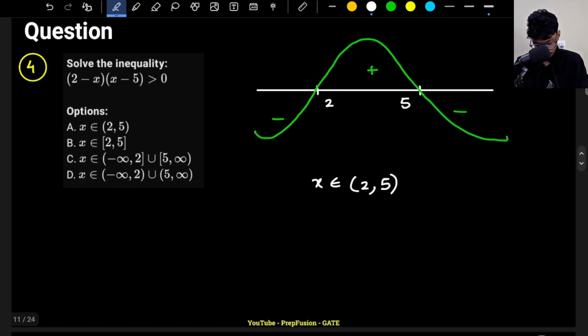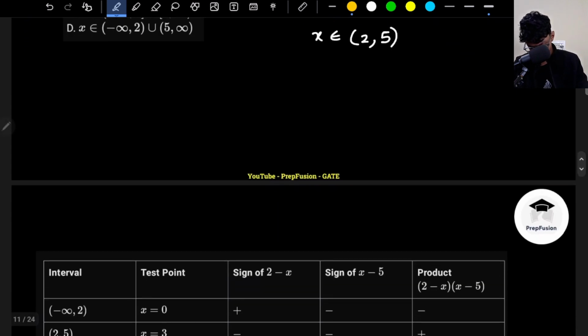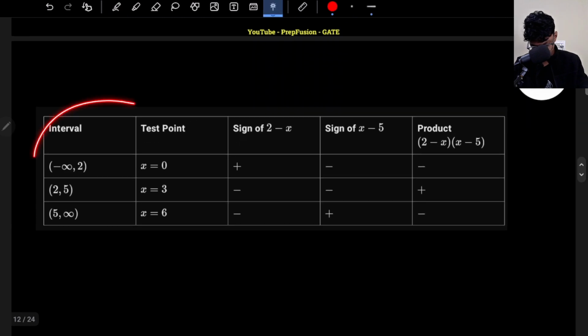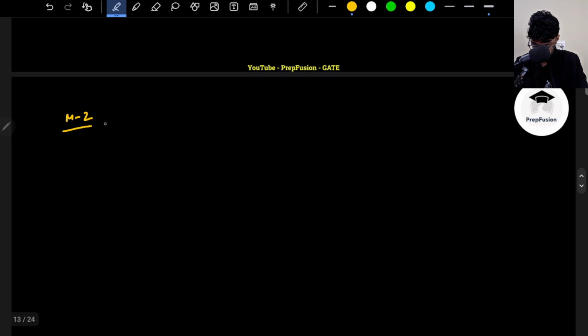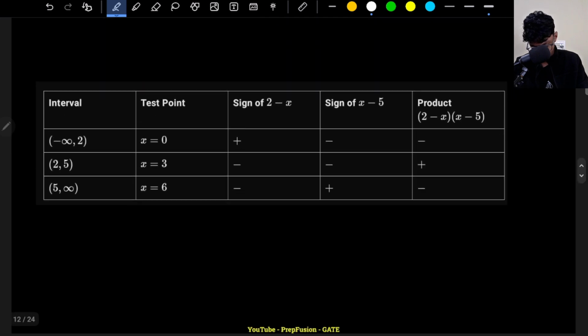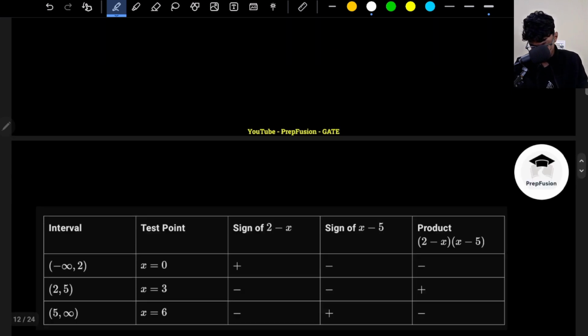Now, what other way could you have solved it if you didn't like this method? There is another method. Here I have told you the signs of the inequalities and all those things, but there is another method. What is method 2? First I will write down the inequality. The inequality is 2 minus x into x minus 5, it has to be positive. That was my inequality, correct?